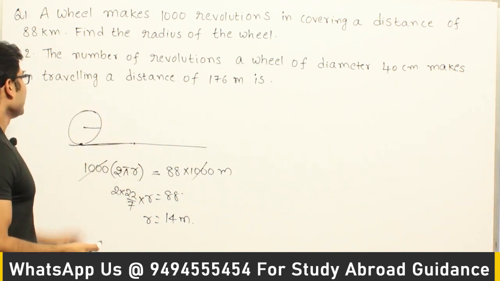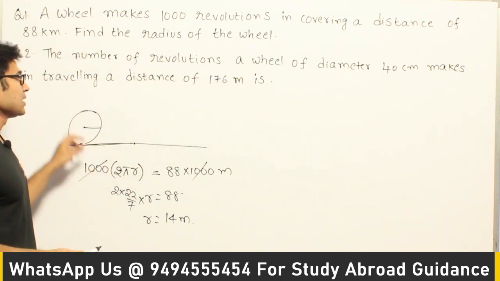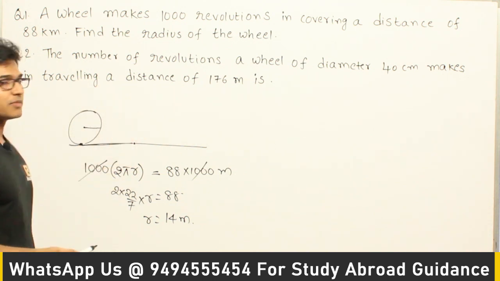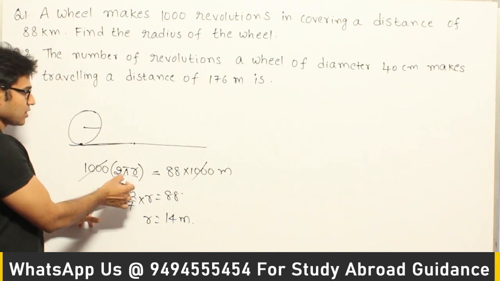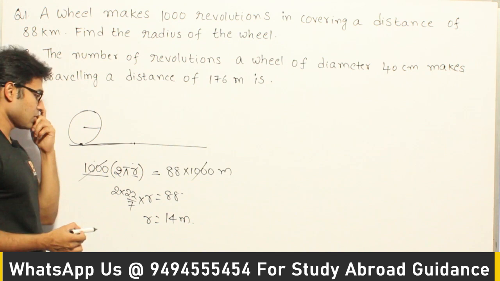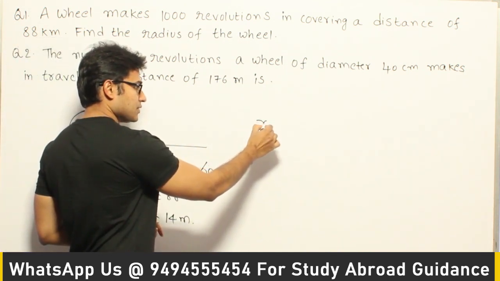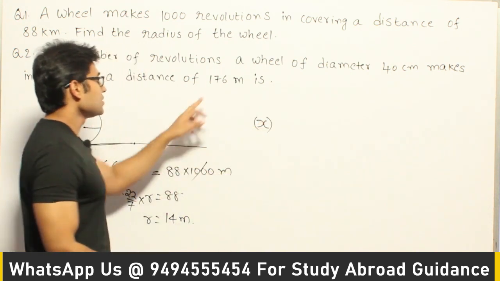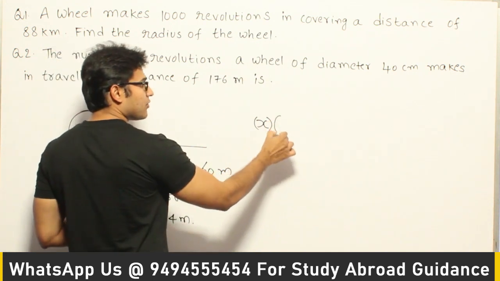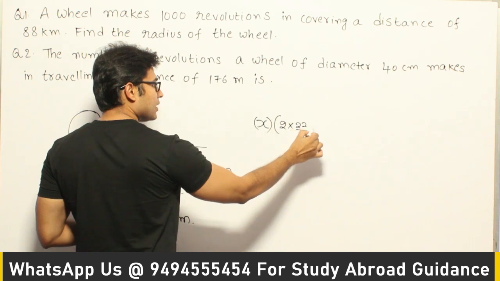Okay. In the next question they are saying that the number of revolutions a wheel of diameter 40 centimeters makes in traveling a distance of 176 meters is? In this case r is not given but the number of revolutions is asked, whereas in the first case the number of revolutions was given and we were asked r, right? So let us assume that x is the total number of revolutions needed to cover the distance of 176 meters, and we know that in one revolution we will be able to cover 2 pi r distance, therefore 2 into 22 by 7 into r.